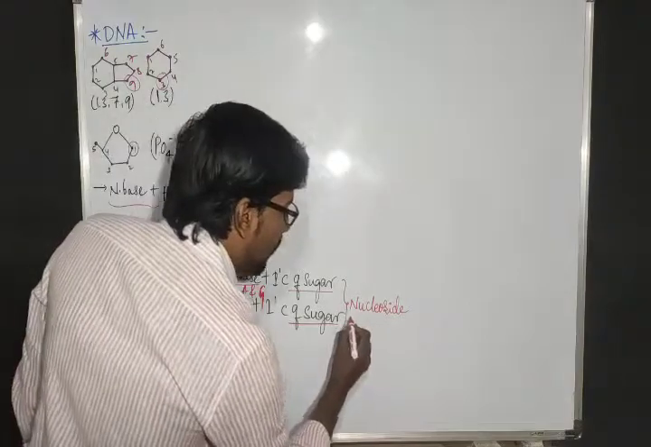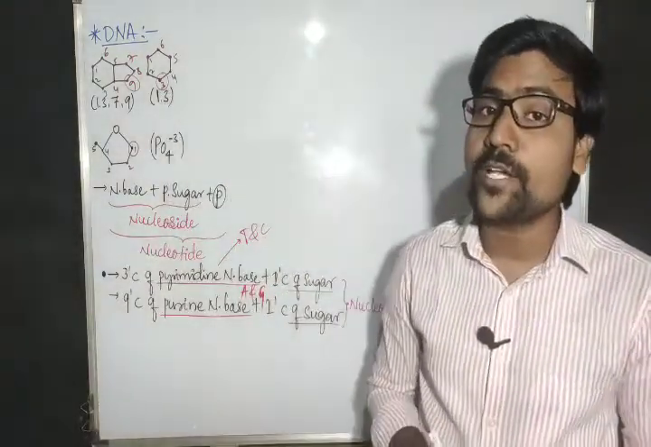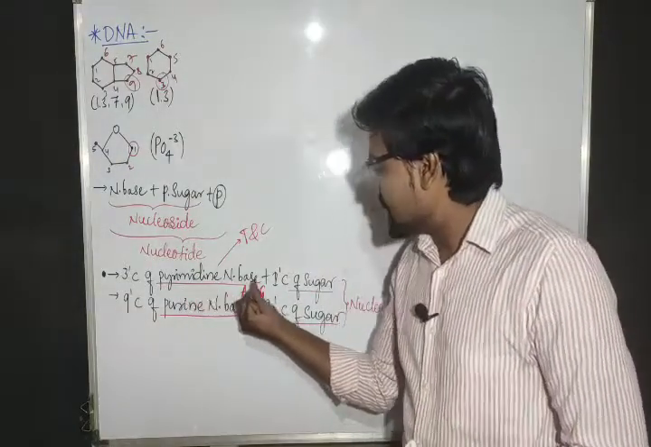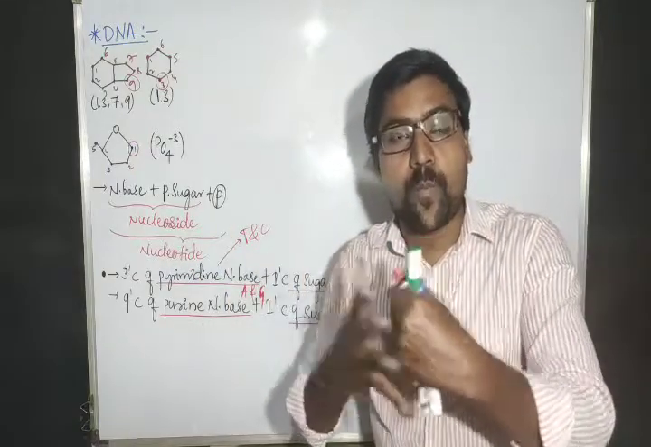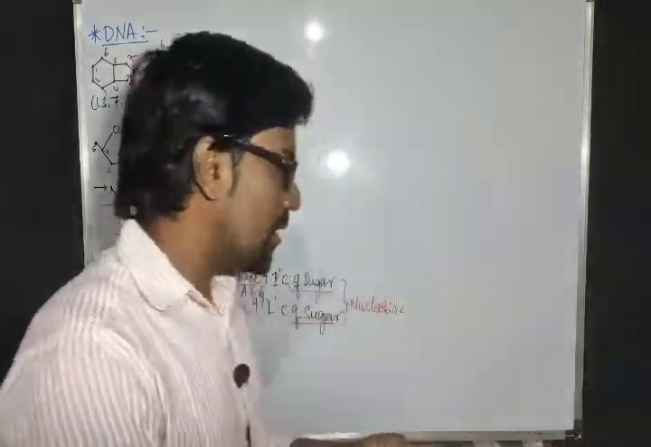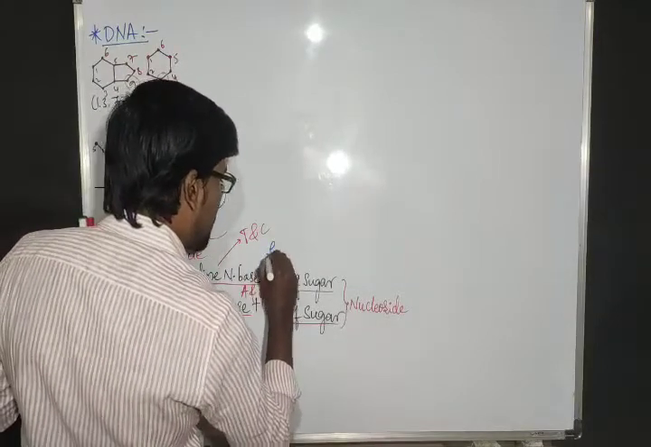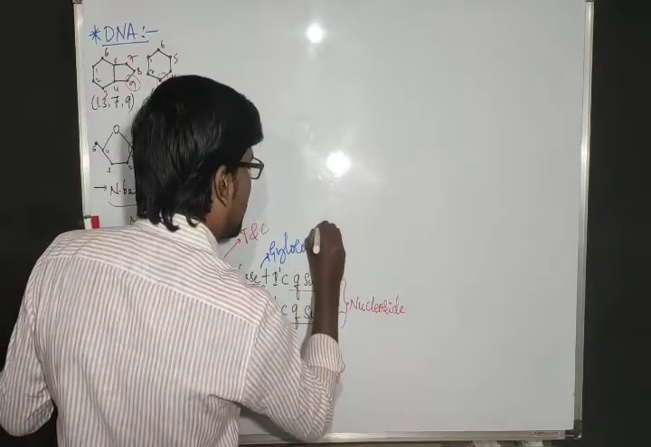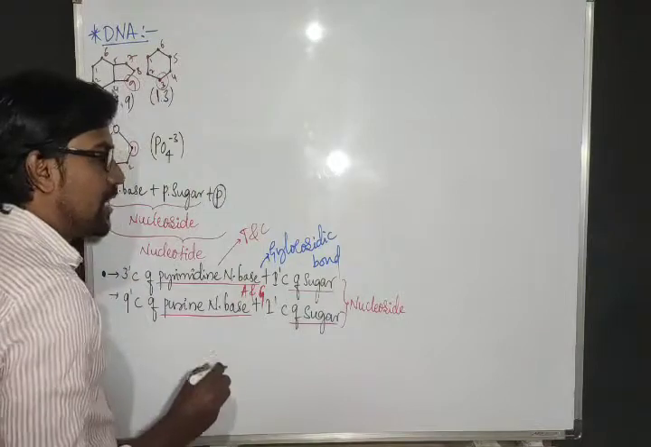Then that is also forming a nucleoside. What is it forming? Nucleoside. Just as I told you, a nitrogen base combines with sugar. For combining, there should be one bond. That bond is the glycosidic bond. So what is the bond name here? Glycosidic bond. So keep this in your mind.